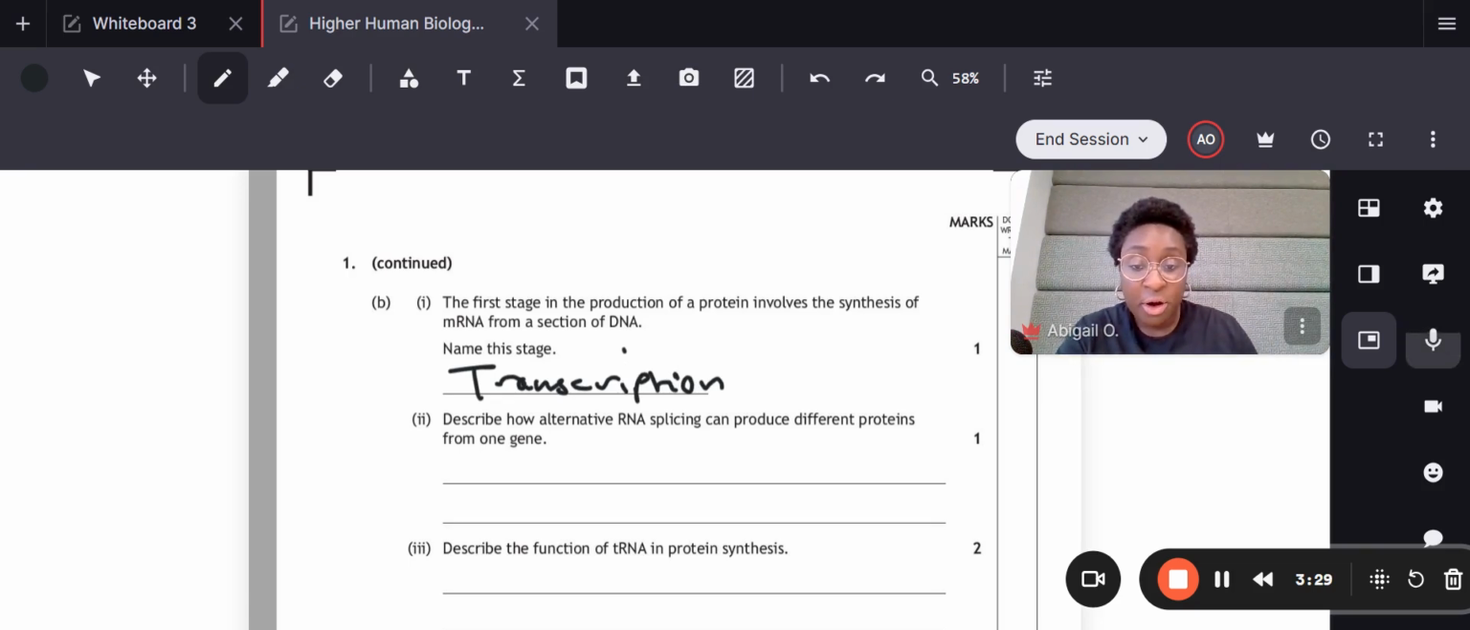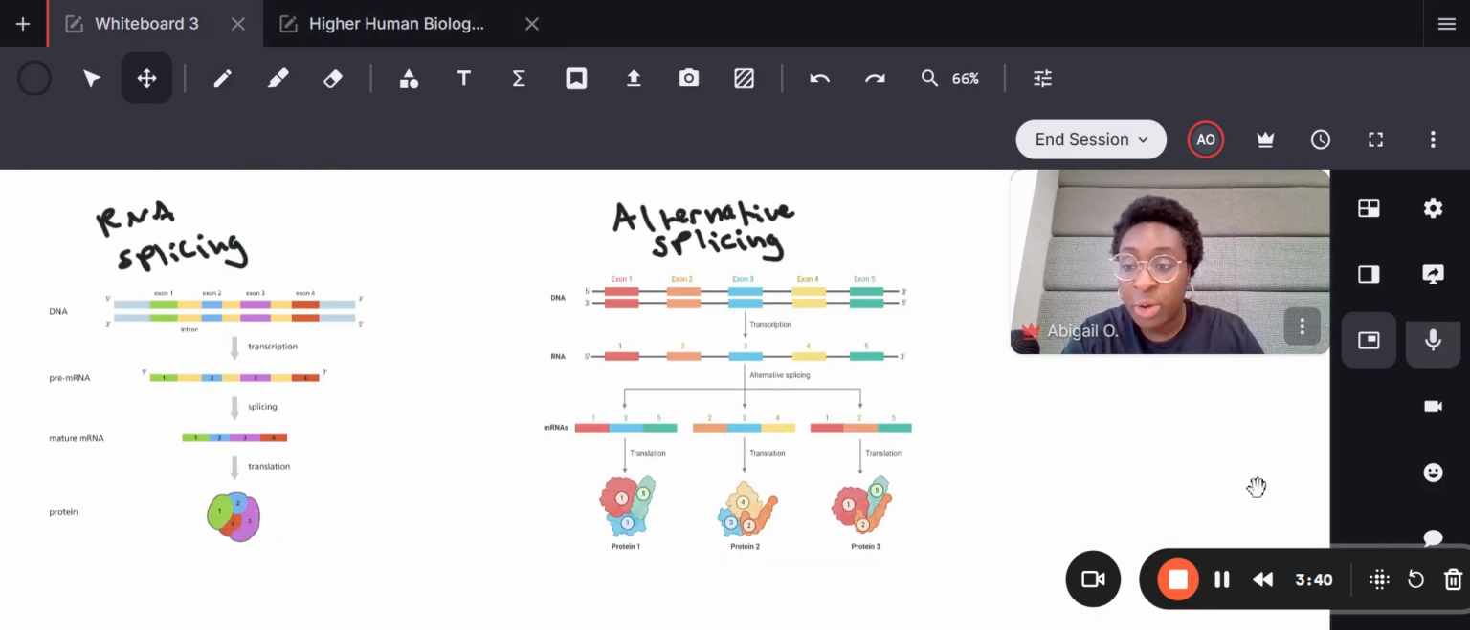Describe how alternative RNA splicing can produce different proteins from one gene. Now, this is a really good question. We're going to look at a diagram to help us understand this. On the left-hand side, we have RNA splicing, which is basically how we go from a section of DNA into our pre-mRNA or primary mRNA, and that's basically our mRNA transcript that still has our exons and our introns. Remember, exons are our coding regions, introns are our non-coding regions, and it's basically all about how we turn the sequence of this mRNA into a mature mRNA transcript in which we've removed the introns and we're just left with those coding regions.